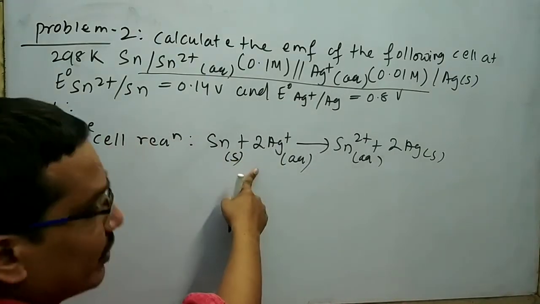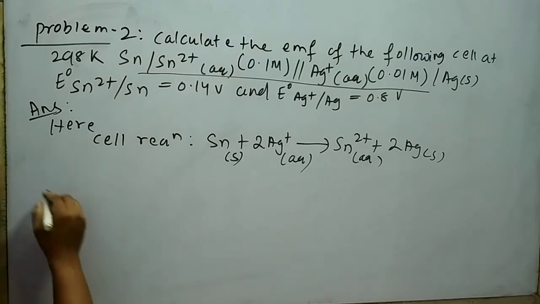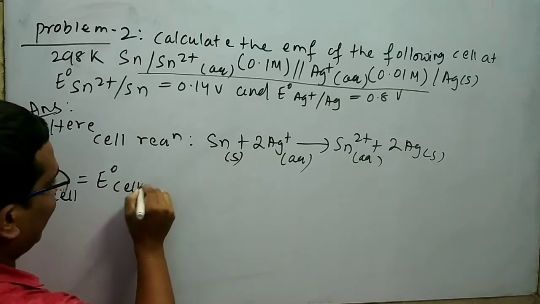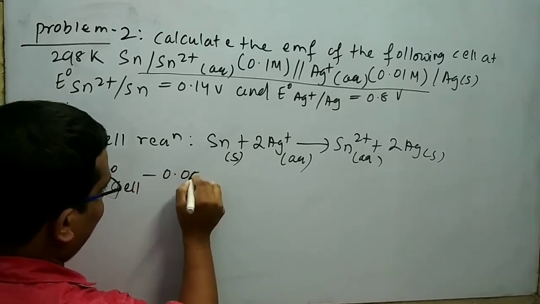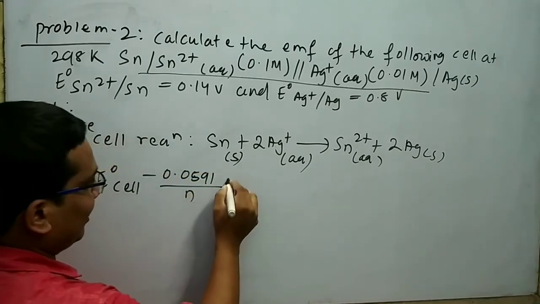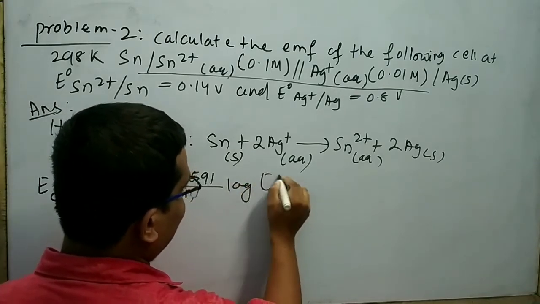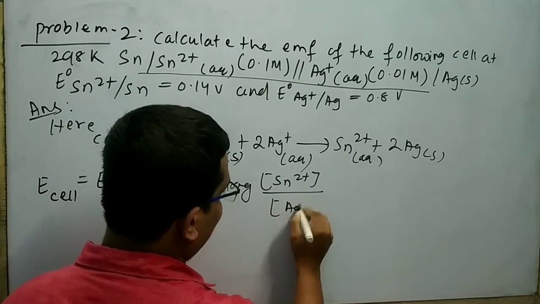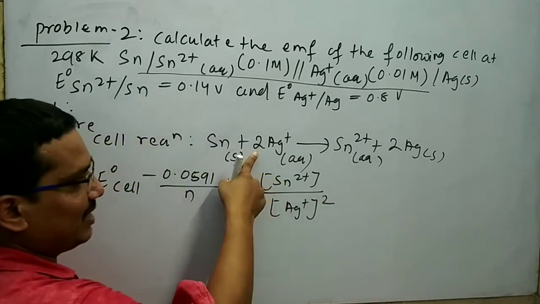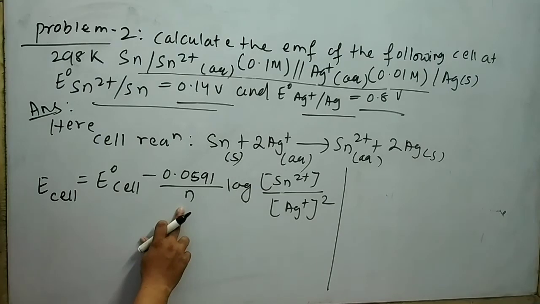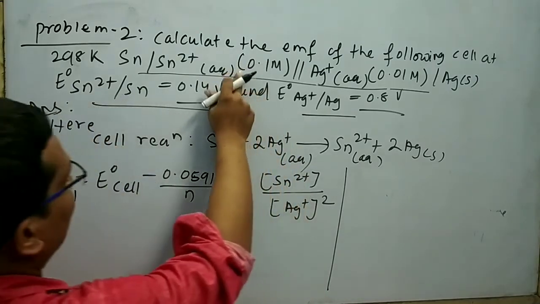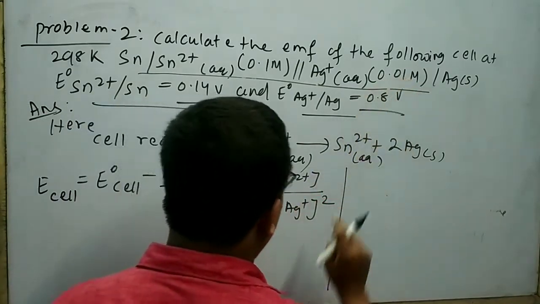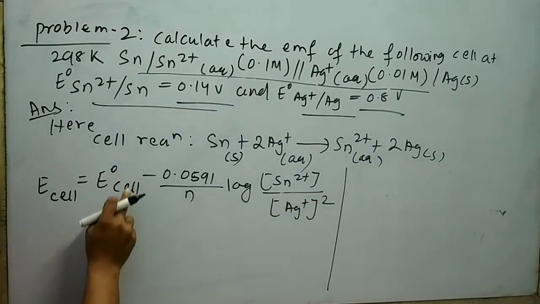Now apply the Nernst equation for this cell reaction. I can write E cell equal to E0 cell minus 0.0591 divided by n into log of concentration of Sn2+ divided by concentration of Ag+ power 2. Here 2 is written. Here the value of n is 2. Here the concentration of Sn2+ is 0.1 and the concentration of Ag+ is 0.01. Our aim is to find out the E0 cell.